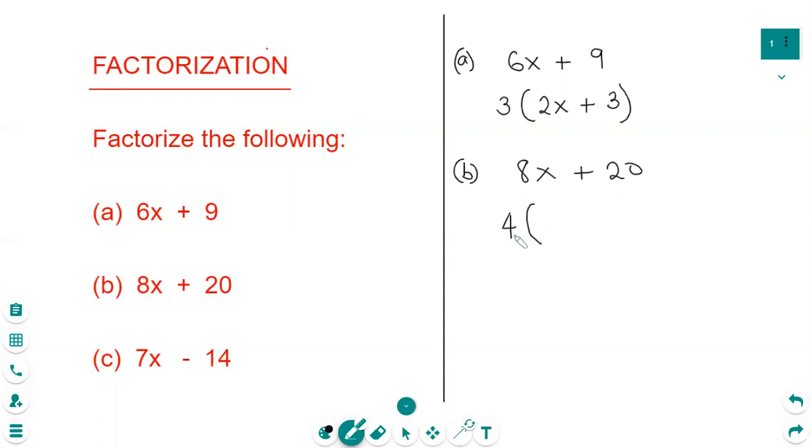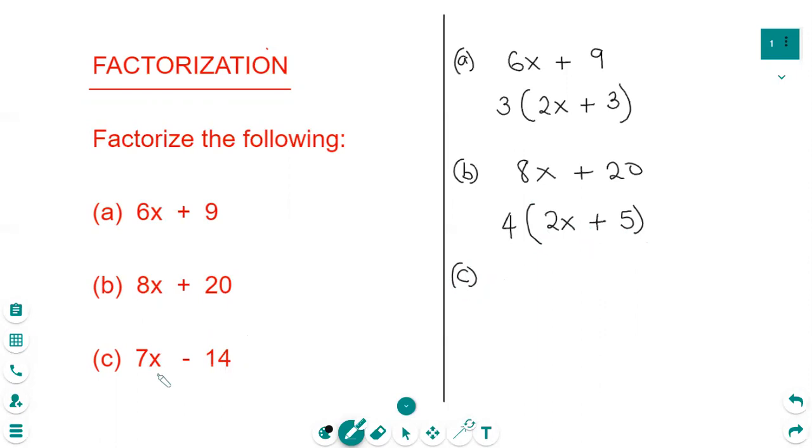And now, what would I multiply 4 by to give me 8x? Now that will be 2x. I write down the plus sign. And now, what will I multiply 4 by to give me 20? Now that will be 5. So this becomes the result of factorizing 8x plus 20, which will give you exactly this you see on the screen. And now we move to the third question, question C.